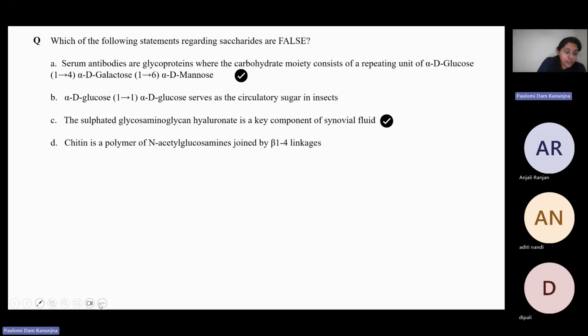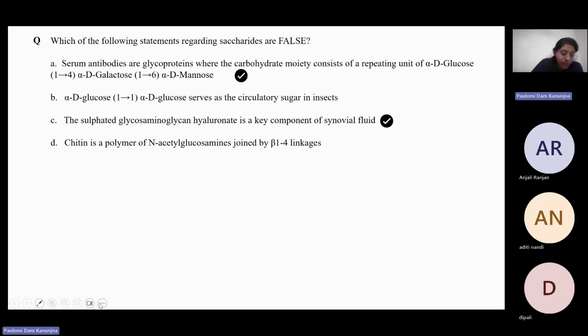While the second one, which you got right: alpha-D-glucose and alpha-D-glucose disaccharide serves as the circulatory sugar in insects. Do you know the name of this compound by any chance?